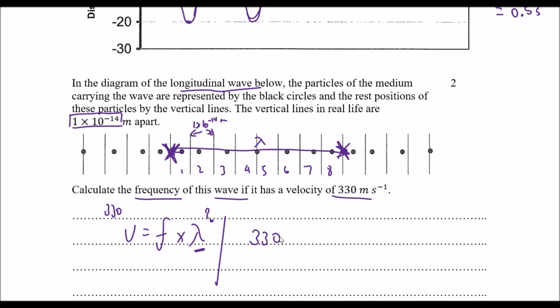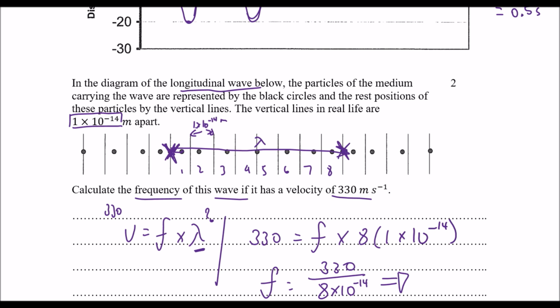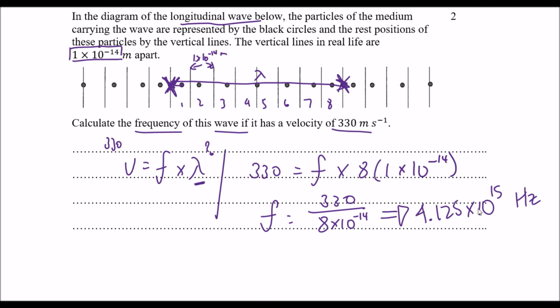We have a velocity of 330. We have a frequency of so, and then we have a wavelength, which is 8 times 10 to the power of negative 14. So swap those around, and we can find the overall frequency. So that means we have a frequency of 4.125 times 10 to the power of 15 Hertz. You can round it off to 3 sig figs, but you know the numbers here are valid enough to leave it as it is.